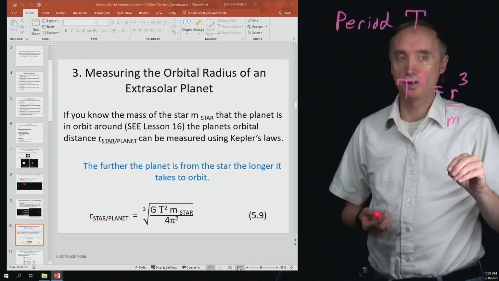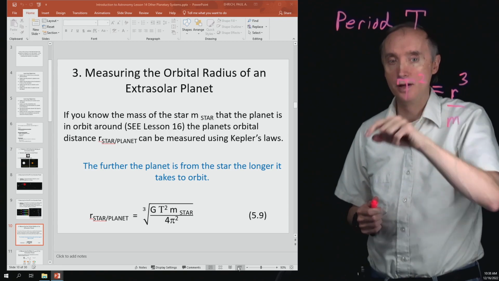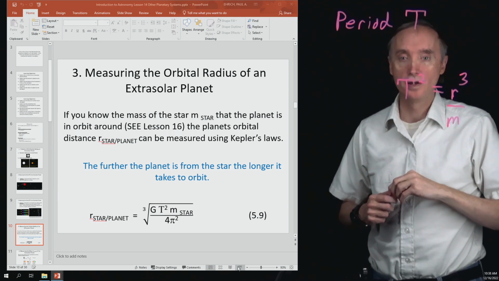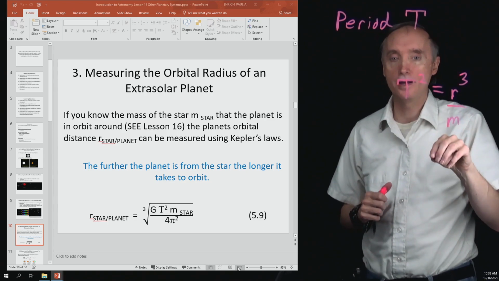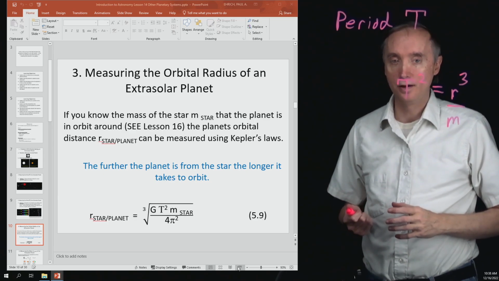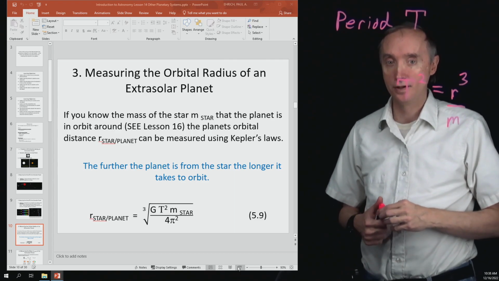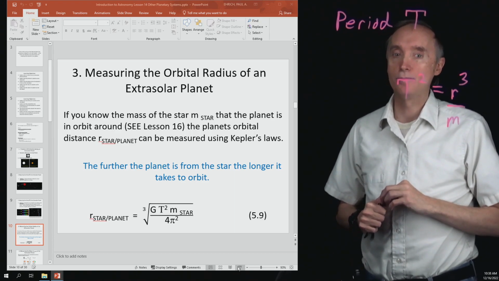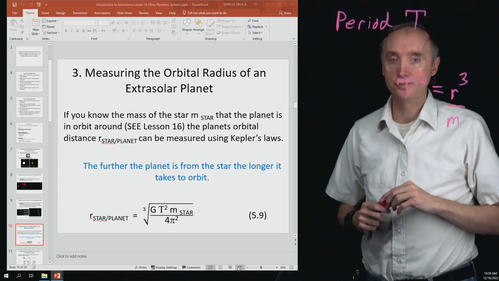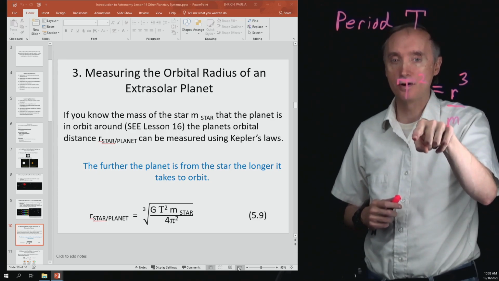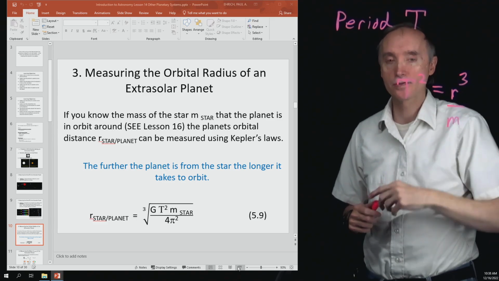Now take that formula and rearrange it for the letter R, and then you get the one there, equation 5.9. And so the radius, or the distance from the star to the planet, is going to be equal to the cubic root of the gravitational constant, G, times the period squared, times the mass of the star, divided by 4 pi squared. Now you're saying, but that's the mass of the star, whereas this mass here should be the mass of the star plus the mass of the planet.